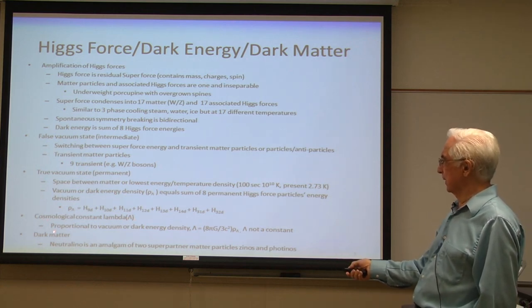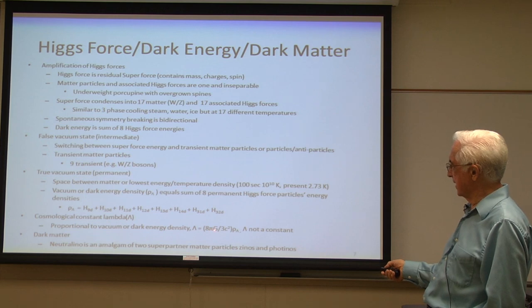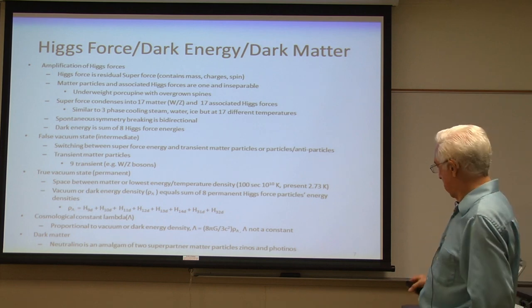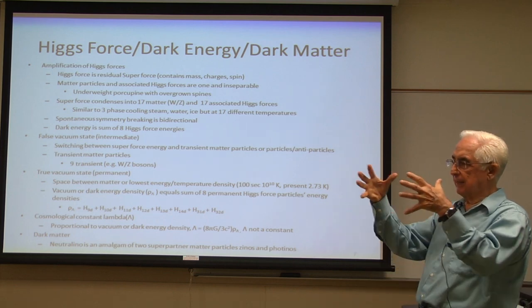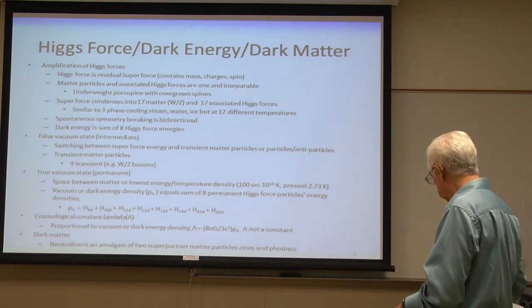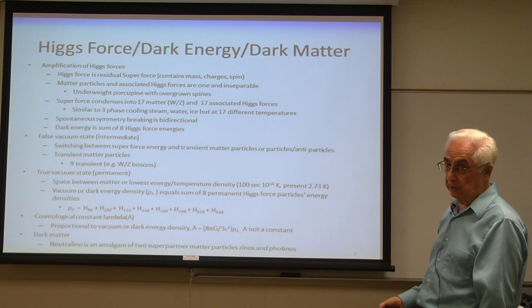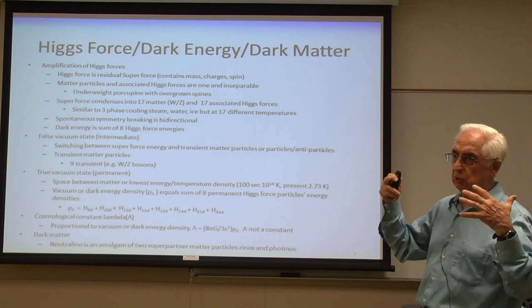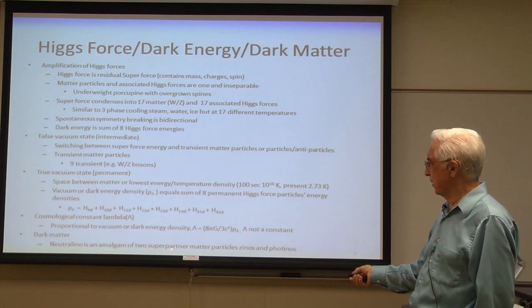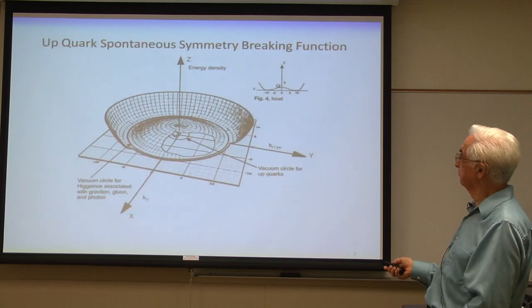The cosmological constant lambda is proportional to the vacuum or dark energy density, or the cosmological constant is a constant times dark energy density. The cosmological constant is not a constant, and the reason for that is our universe, as it expands, the amount of dark energy is a constant, but as it expands, the dark energy density decreases with time. And since the cosmological constant is proportional to dark energy density, the cosmological constant is a slowly decreasing variable with time. Dark matter is a neutralino, which is an amalgam of two superpartner matter particles, the zeno and the photino.